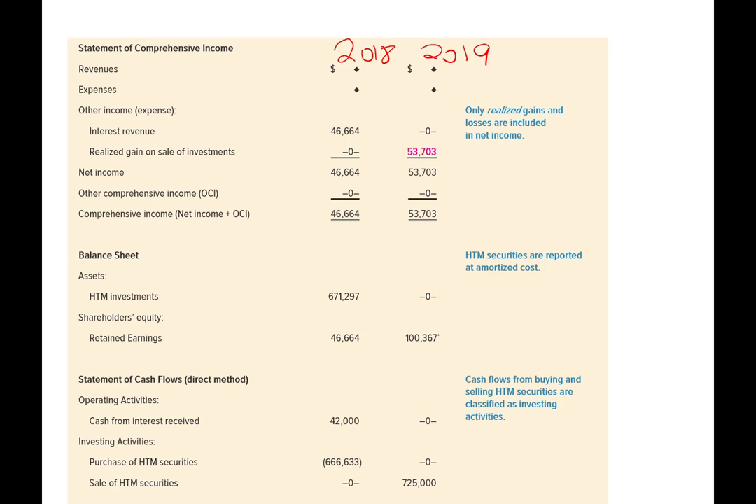Okay. On the balance sheet, notice that we carry the bond at what? At its carrying value, which would have been 700,000 minus what? Minus the 28,703, which would have given us this 671,297. Right? The face of the bond minus the discount at the end of the year. And then, of course, our retained earnings is going to increase when we close our revenue account, our gain account, our interest revenue account. When we close that, that'll go into retained earnings. And then we've sold the bond now, and we close that into retained earnings to get $100,000 of retained earnings. Okay? Question?